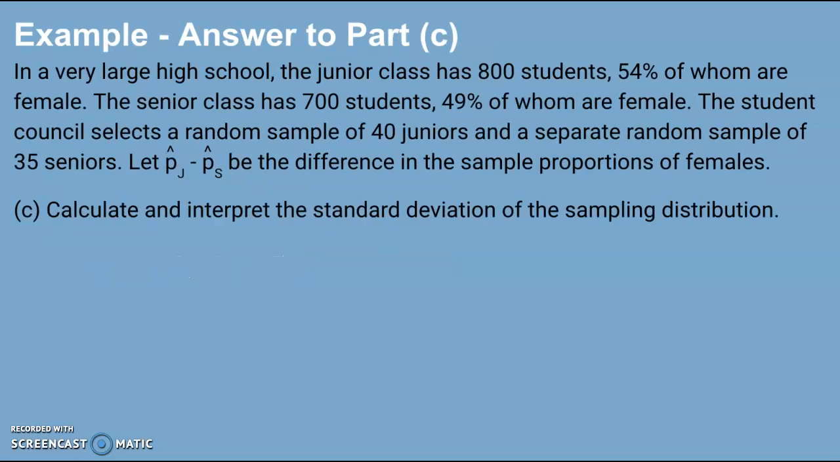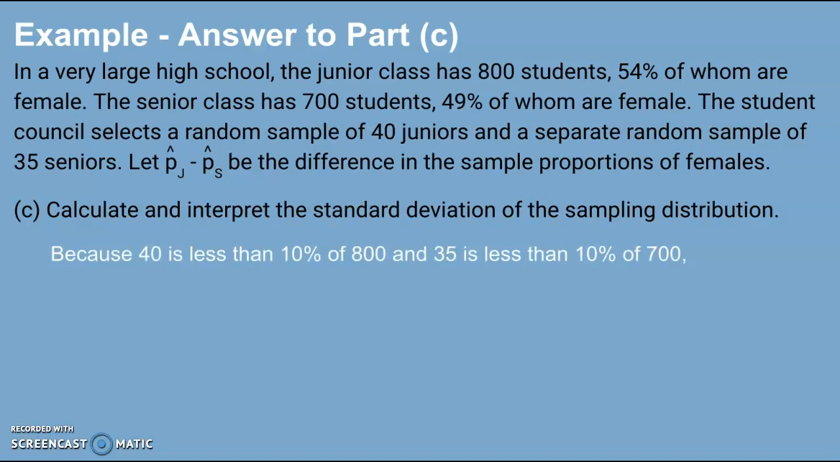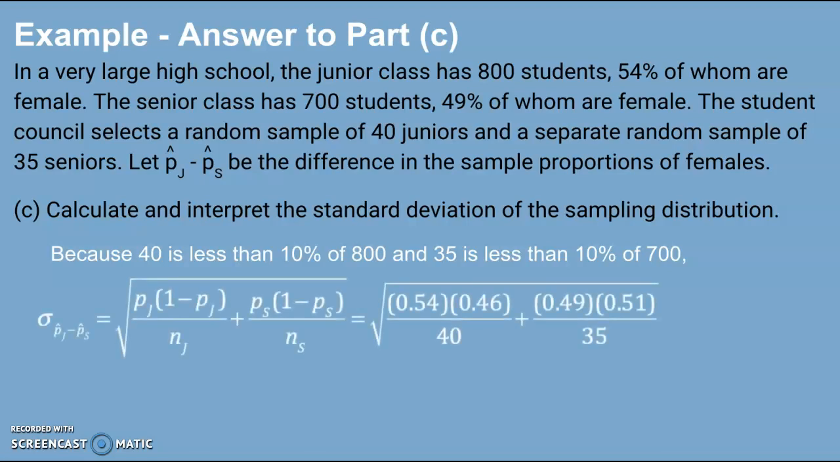All right, let's calculate and interpret the standard deviation. Well, we're going to use that formula. First off, to use the formula, we need to use the 10% rule and check. 40 is definitely less than 10% of 800, and 35 is definitely less than 10% of 700. So it's okay to use the standard deviation formula. And we're going to plug those numbers in, as you see here. And that gives us a standard deviation of 0.1155.